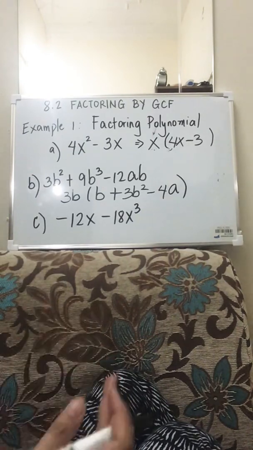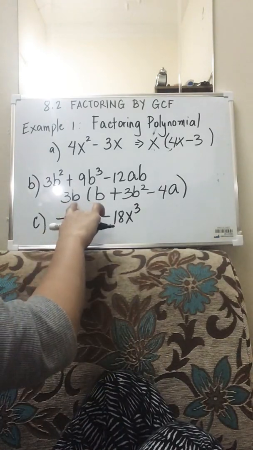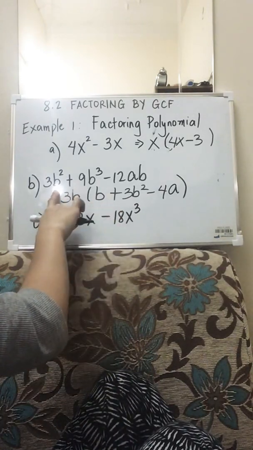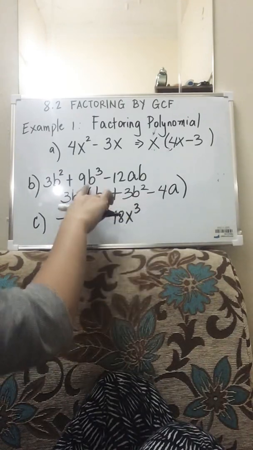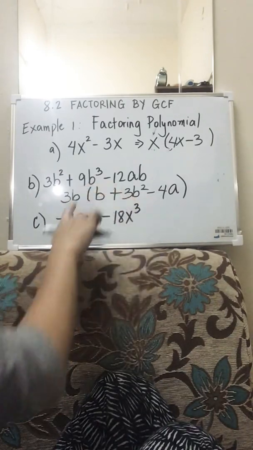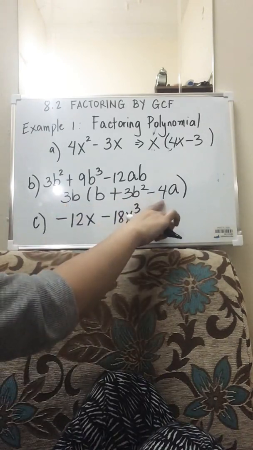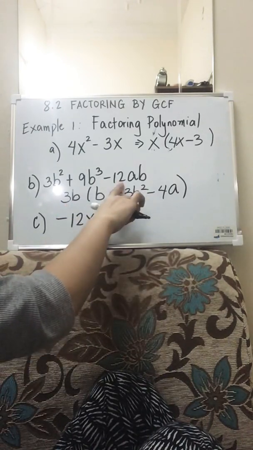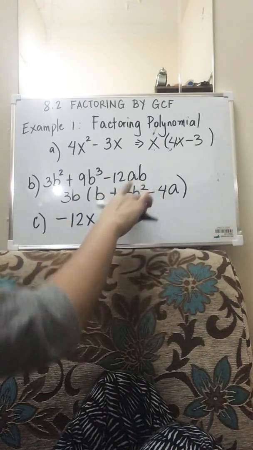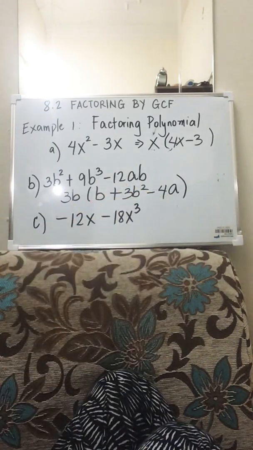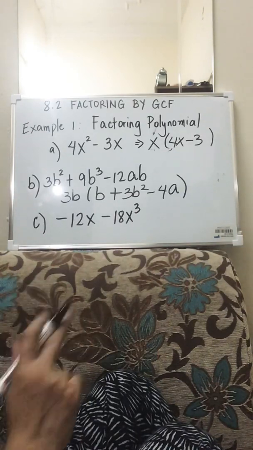If you want to check again, you do the distributive property. 3b times b, 3b squared. 3b times 3b squared, so 3 times 3 is 9, b times b squared is b cubed. 3 times negative 4, or minus 4, that is minus 12, right? b times a, so it's ab. Which means your factor is correct. Got it?